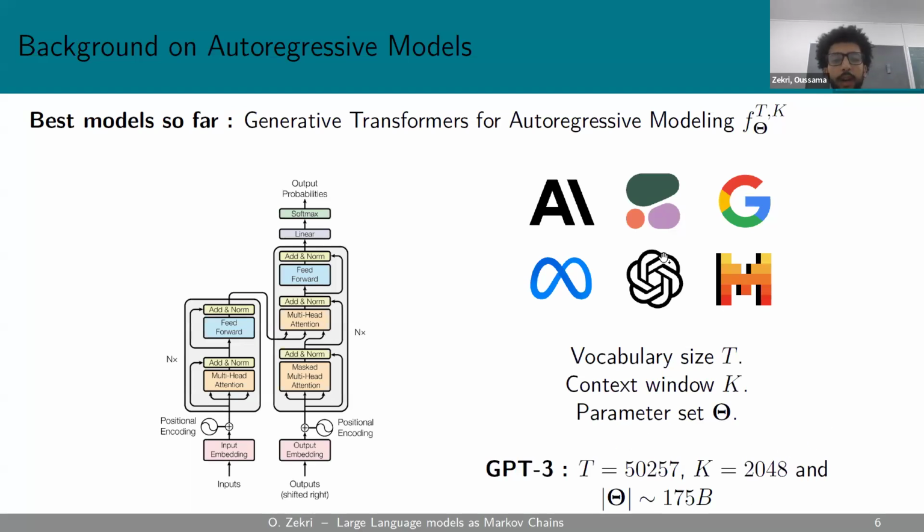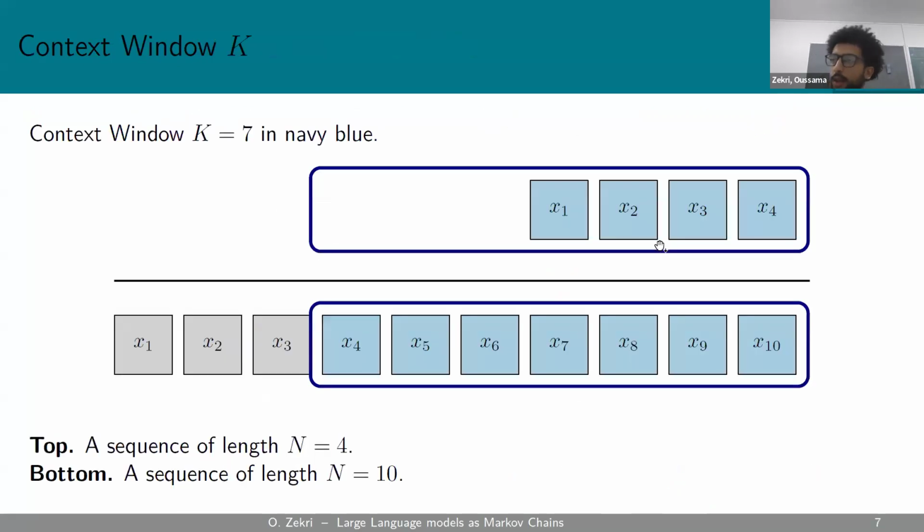Right, so about the context window, just a quick recap. When you input a sequence, for example, at the top of this slide, a sequence of length 4, you have x1, x2, x3, and x4, which are words or tokens. Let's say that your model has a context window of length 7. When you input this, the model will output a probabilistic prediction, and it will just process the sequence.